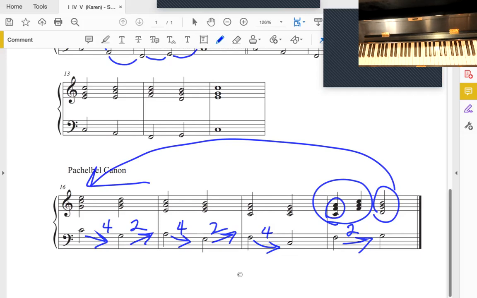So I recommend that as a chord progression that you could try in other keys. Okay? Have some fun with that.